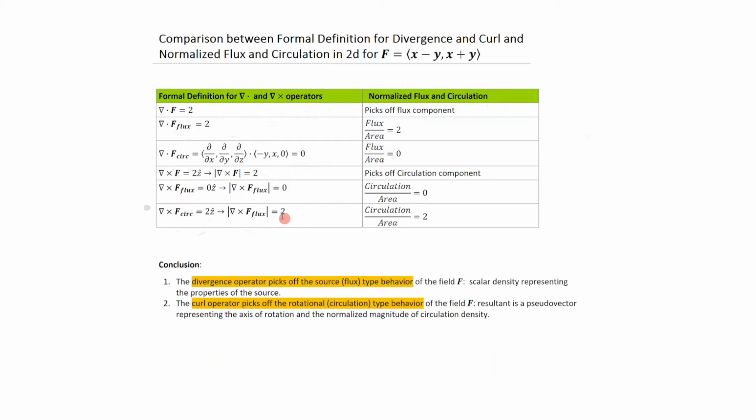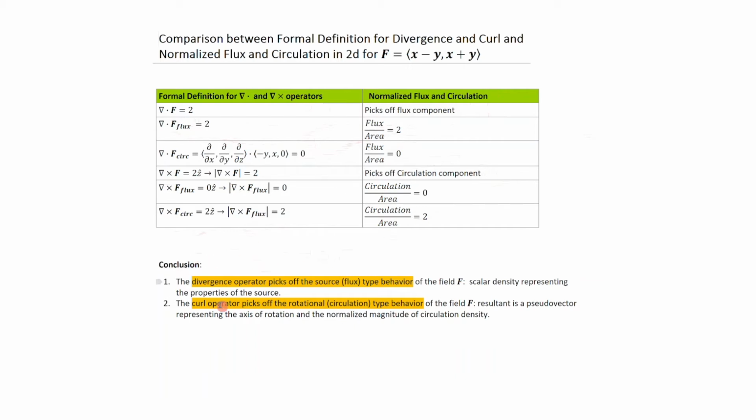All right. If you actually go back and look at the previous slide, we essentially see complete correlation here across the board. And so the only question is, what is the divergence doing? It's more or less picking off the flux component, and that may give you some idea of the strength of the source that's producing the flux in the first place. What does the curl do? It picks off the circulation component. So effectively it tells you what is the axis of rotation and what's the magnitude of that circulation. Right? So that's what it's doing.